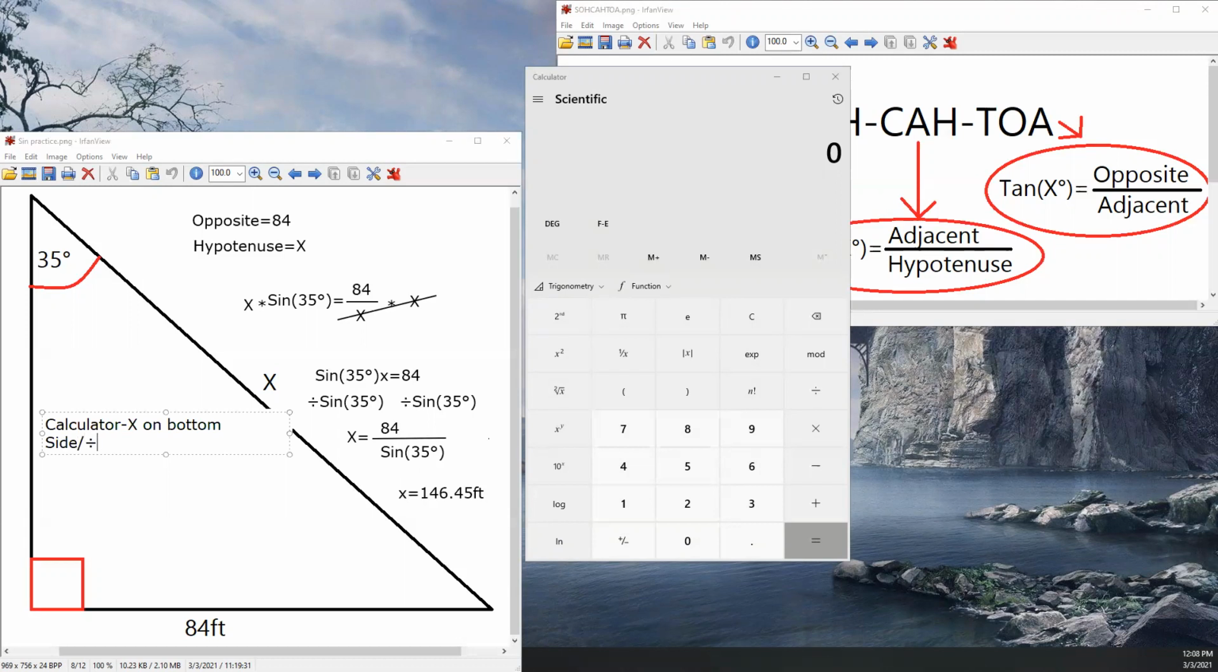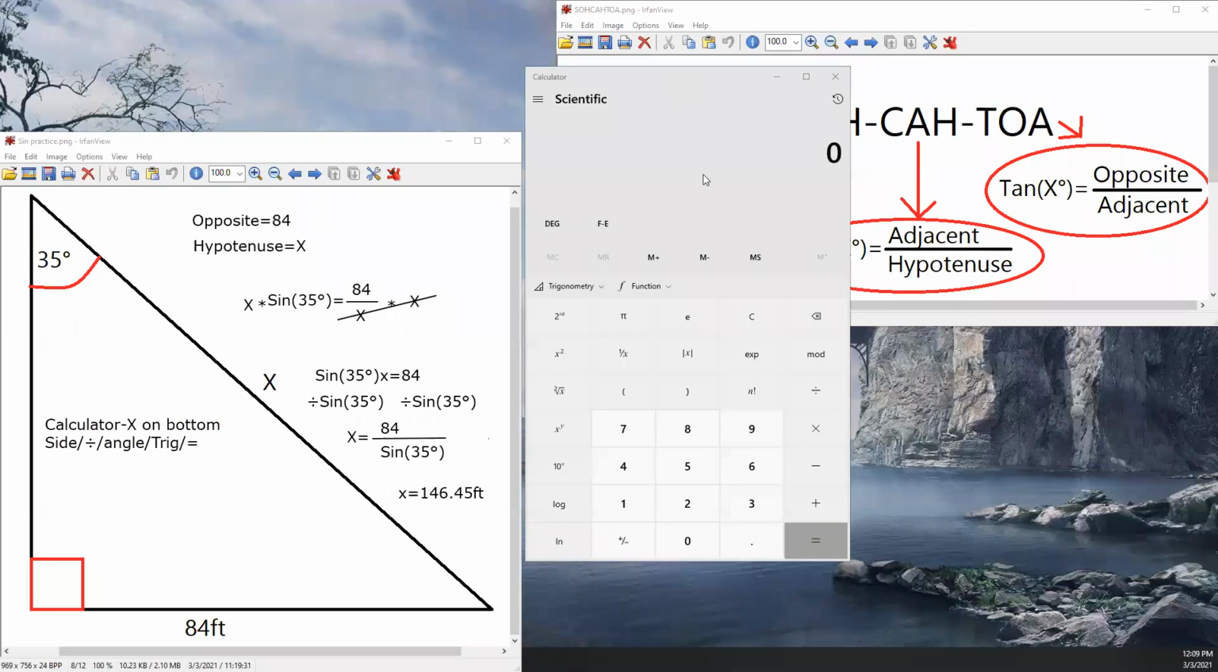Divided by angle, angle, trig function, and equals. Make sure you hit equals as a button press. If you don't hit the equal sign, you're not going to get the right answer.